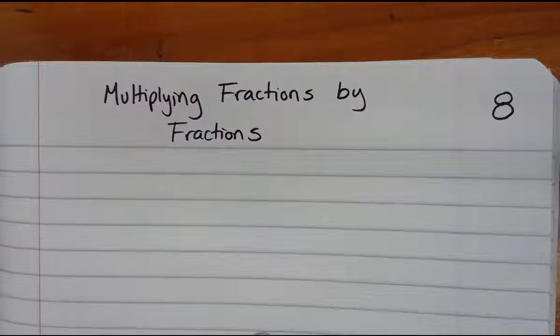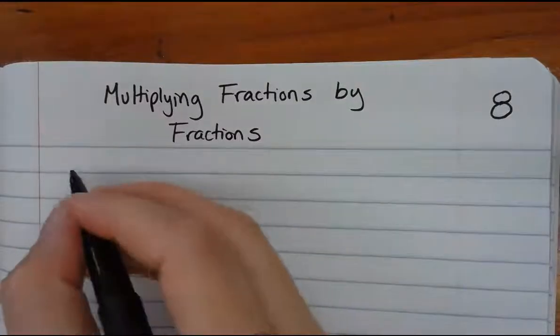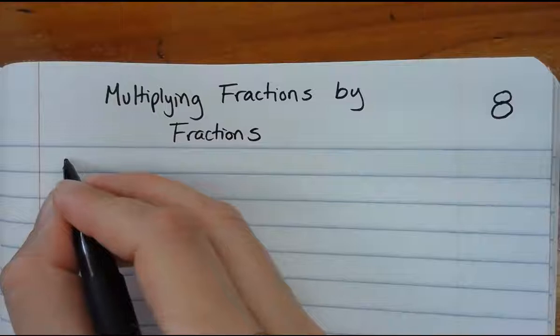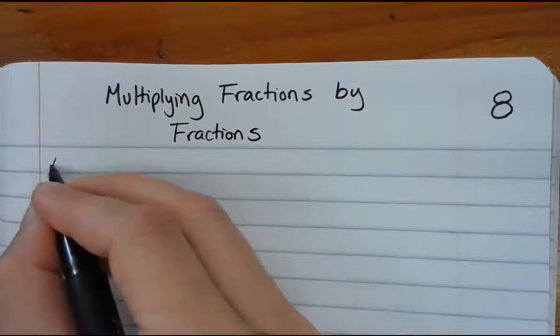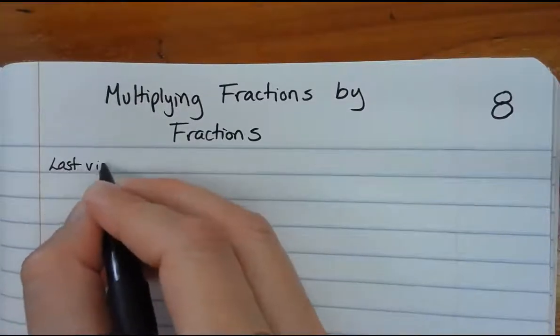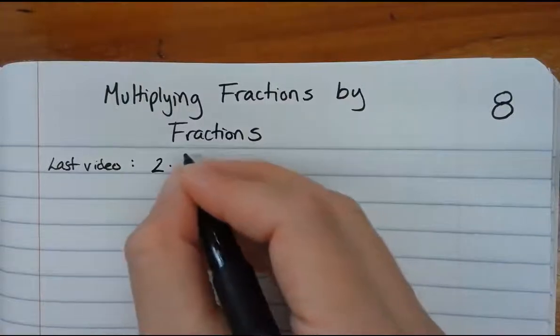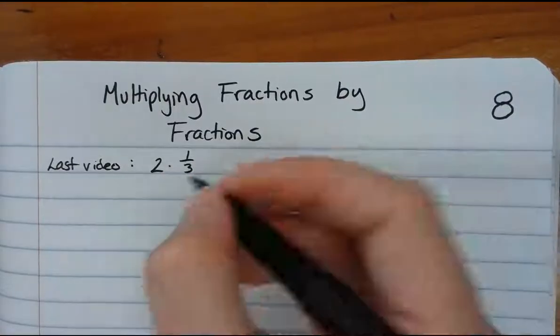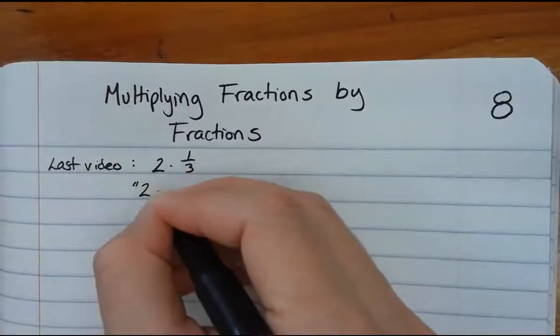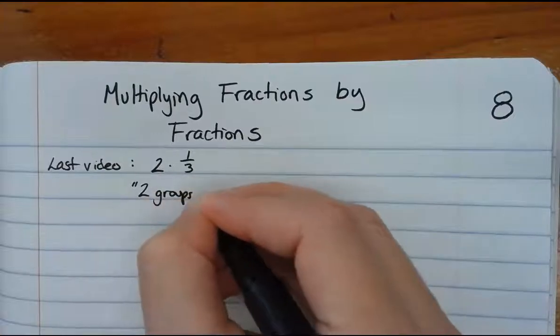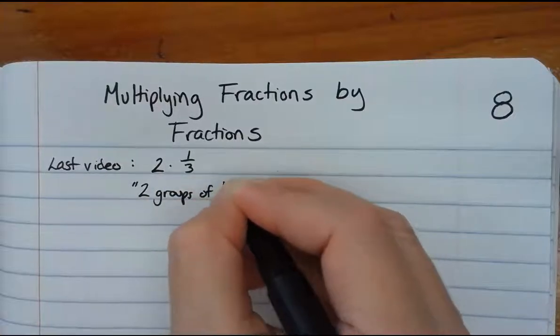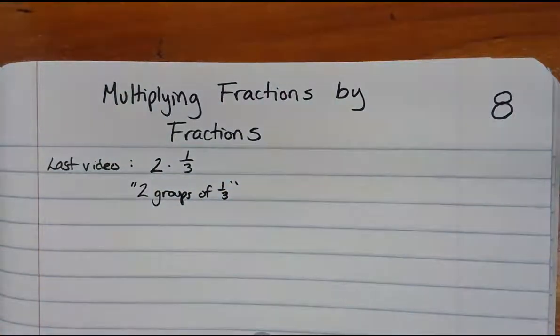And if you will remember, this is just from the last video. We said if you have 2 times 1/3, that we could rewrite that as 2 groups of 1/3, right? Remember that from the last video?